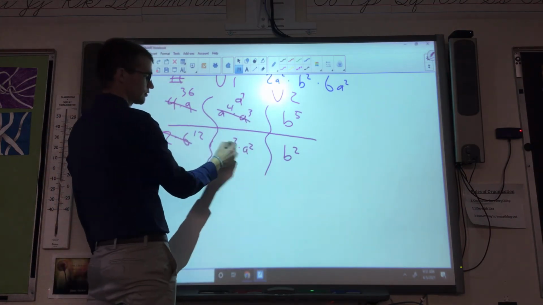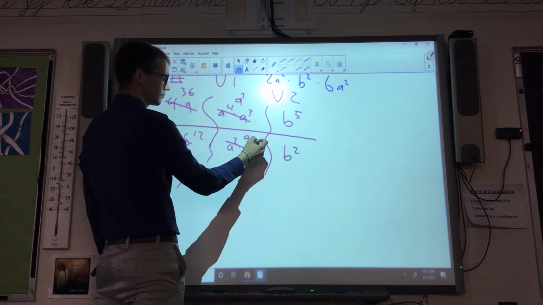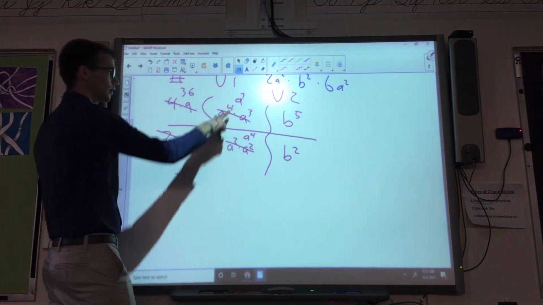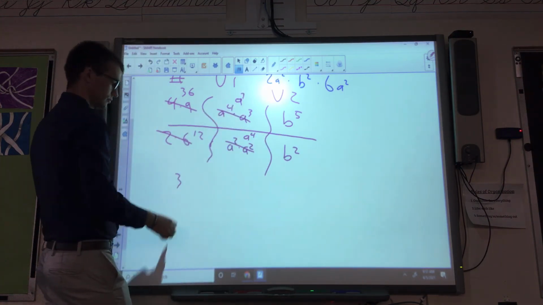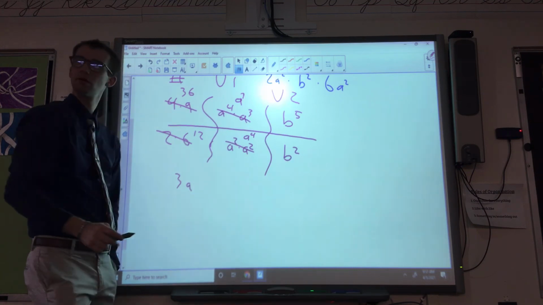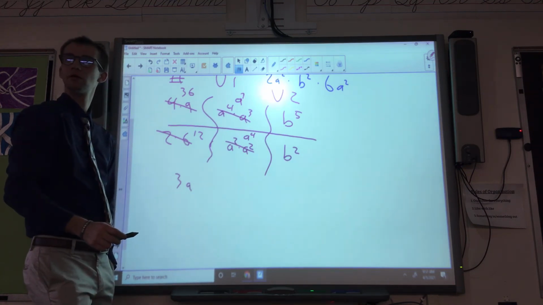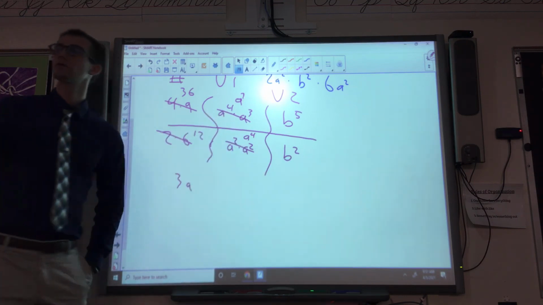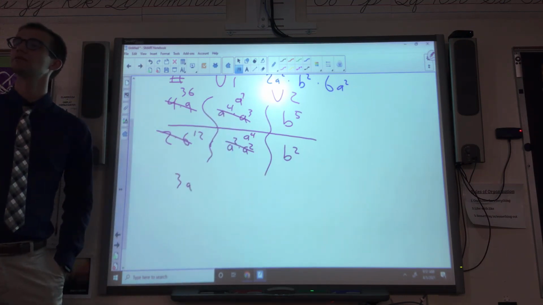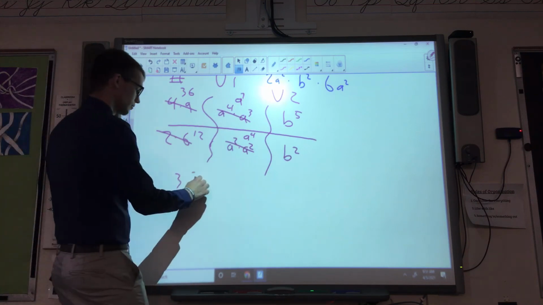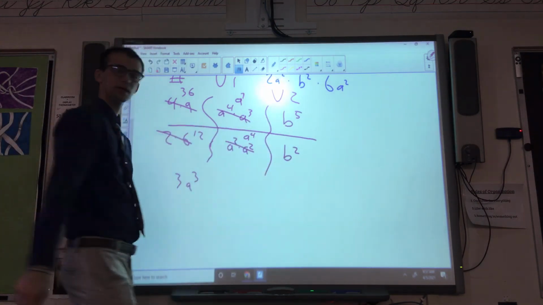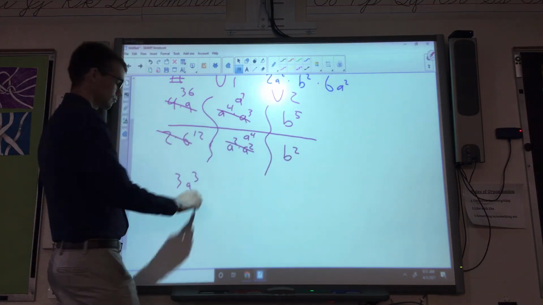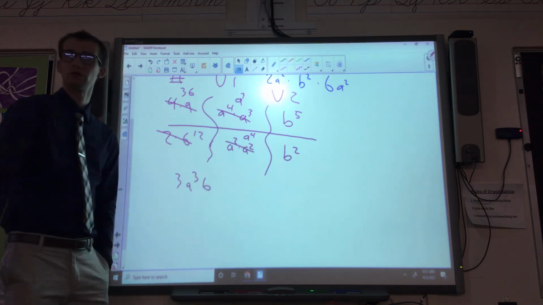A to the 2nd times A to the 2nd becomes A to the 4th. A to the 7th over A to the 4th is A to the 3rd. B to the 5th over B to the 2nd is B to the 3rd. 3rd again.